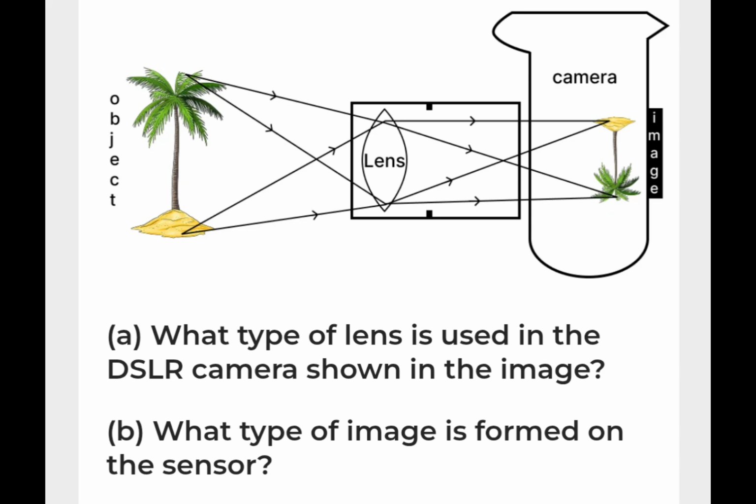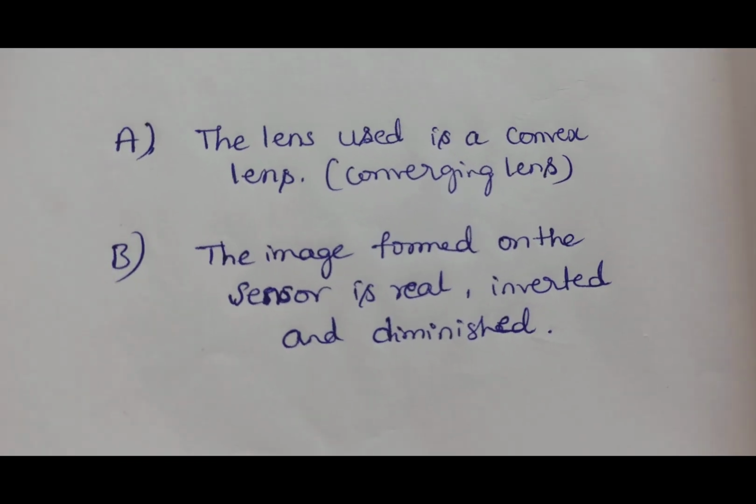So first question is, what type of lens is used in the DSLR camera shown in the image? If you see the first image, they given a camera. The second one is the ray diagram of the camera. Okay, so outline of the camera. Here they mention one lens. What type of lens is it? That is convex lens. Okay, so you already know the application of convex lens, right? Convex lens is used in DSLR cameras, slide projectors, overhead projectors. So for this question, your answer is convex lens.